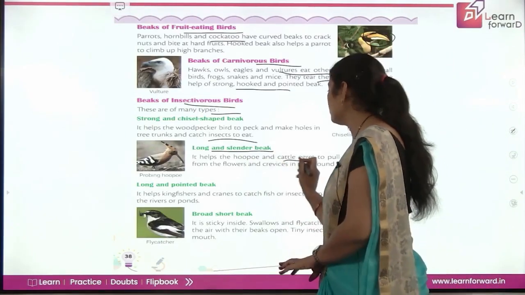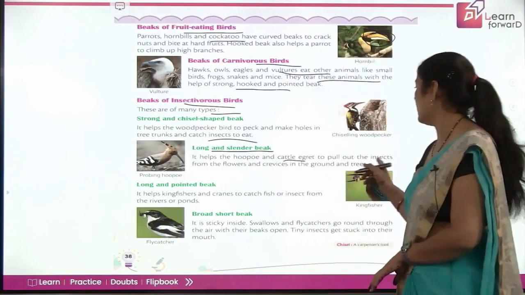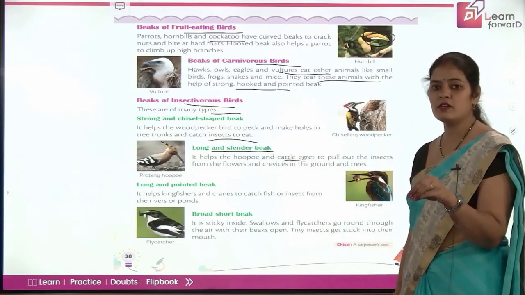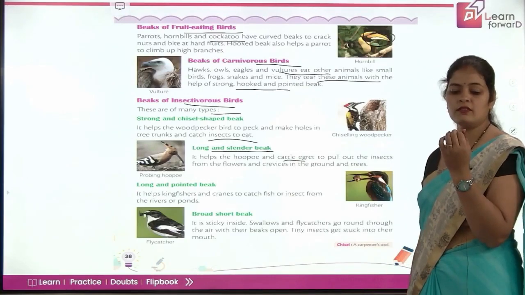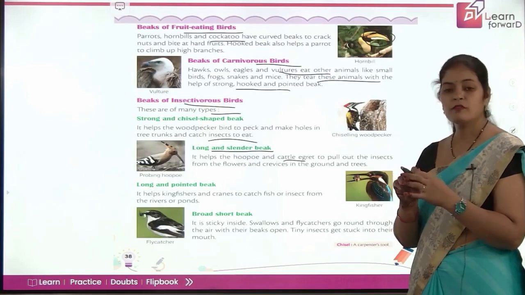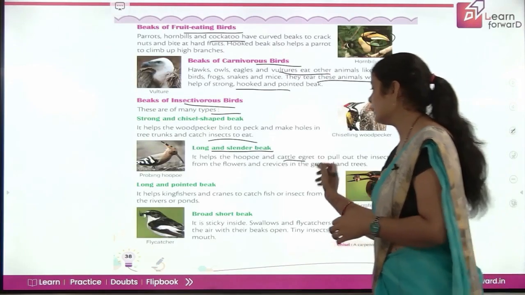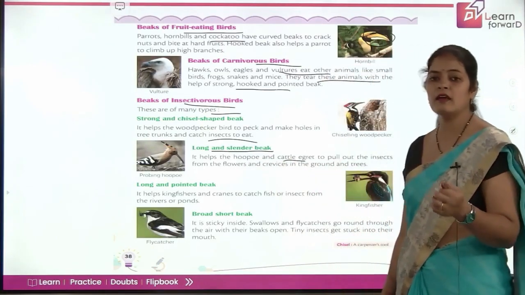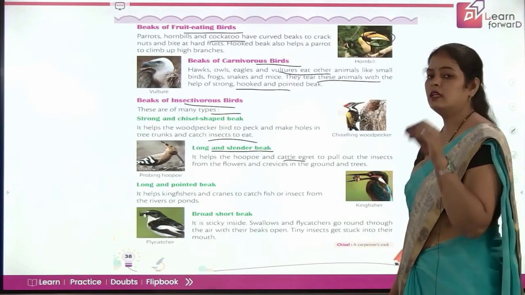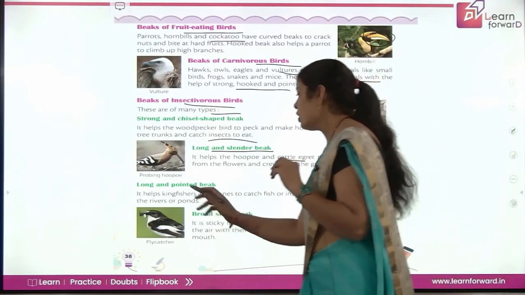It also helps its long beak to take out the insects from the flowers. You know that insects sit on the flowers to have their nectar. So some insects are present in the flowers. The egret and hoopoe have a long beak and they just insert it inside the flower and take out the insects. Okay. Now, long and pointed beak.